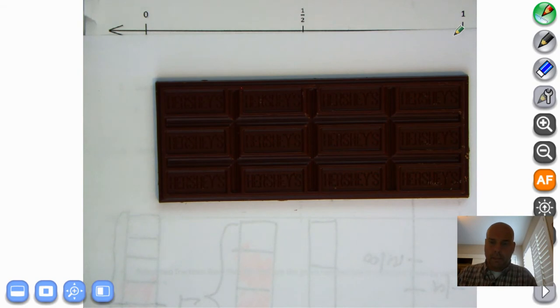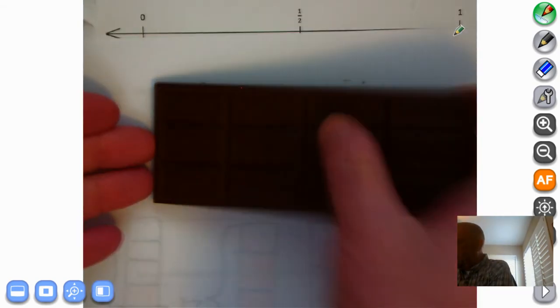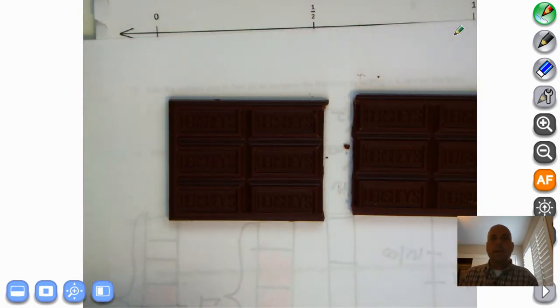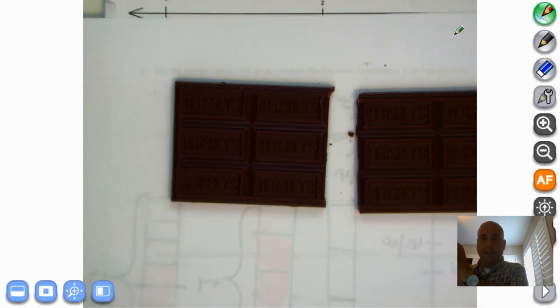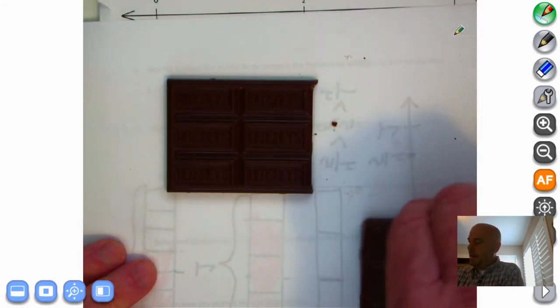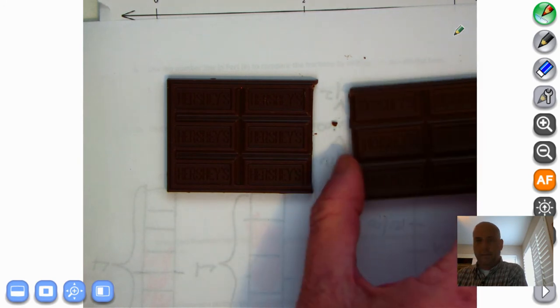What if we were to split this bar in half? What would we get? Let's take a look. Hopefully I can do this right. Hey, look at that. Perfect. Okay, I've split the Hershey's chocolate bar in half. All right, remember 12 little cubes? Well, how much is 1/2 now? I'll leave it like that.